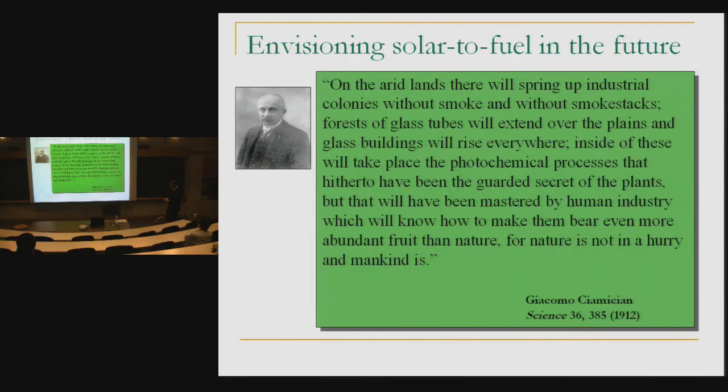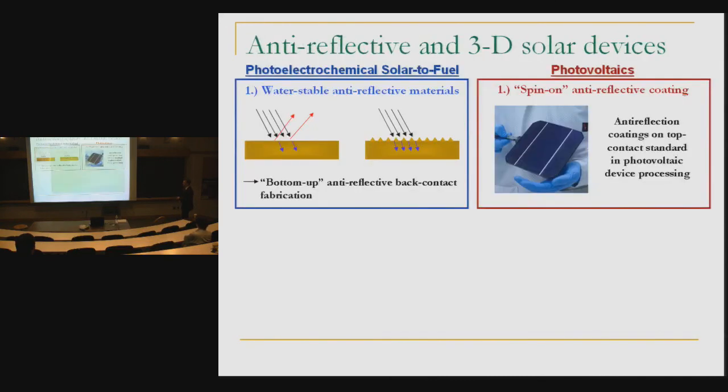It says, "On the arid lands there will spring up industrial colonies without smoke and without smokestacks. Forests of glass tubes will extend over the plains, and glass buildings will rise everywhere. Inside of these will take place the photochemical processes that hitherto have been the guarded secrets of the plants, but that will have been mastered by human industry, which will know how to make them bear even more abundant fruit than nature, for nature is not in a hurry and mankind is." I really love this quote, and it puts into perspective where all this is going, in my view, in terms of both carbon dioxide to fuel, which is a concept that I will be pursuing as a prospective faculty, as well as formation of hydrogen.